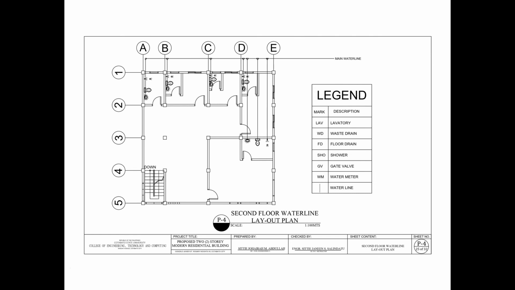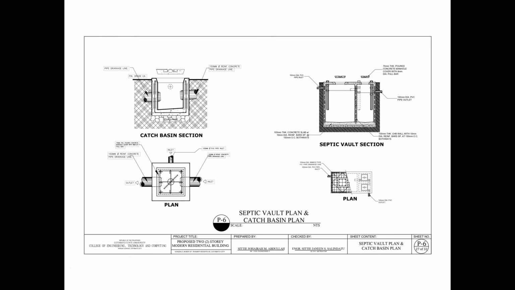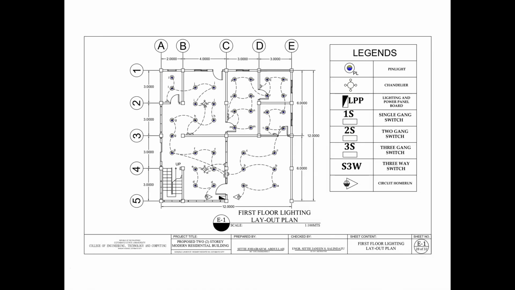The next one is the isometric view. This is the isometric view of the first and second floor sanitary layout, and the first second floor water layout plans. In this part, it can be seen the connection of the sanitary and water line layout plan of the first floor and the second floor. The next one is the septic vault. The septic vault plan and catch basin plan. As shown in the picture is the septic vault plan and catch basin plan, and I've indicated some details about it. So let's proceed to the electrical plans.